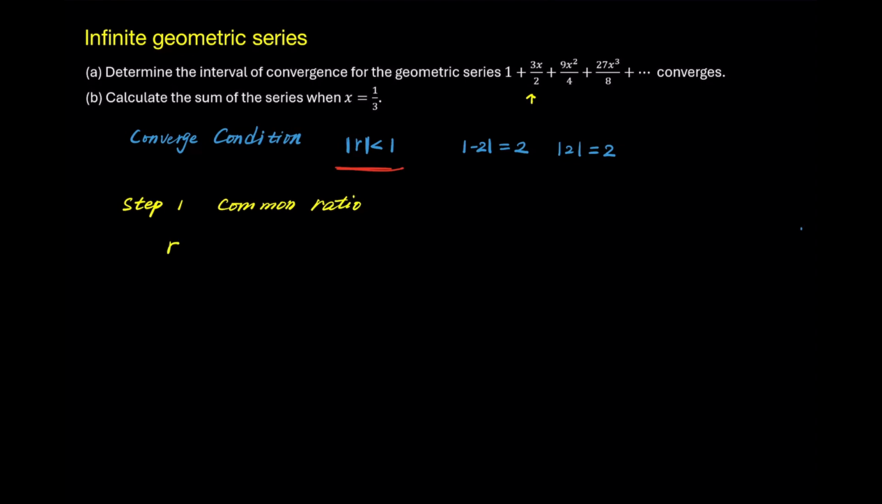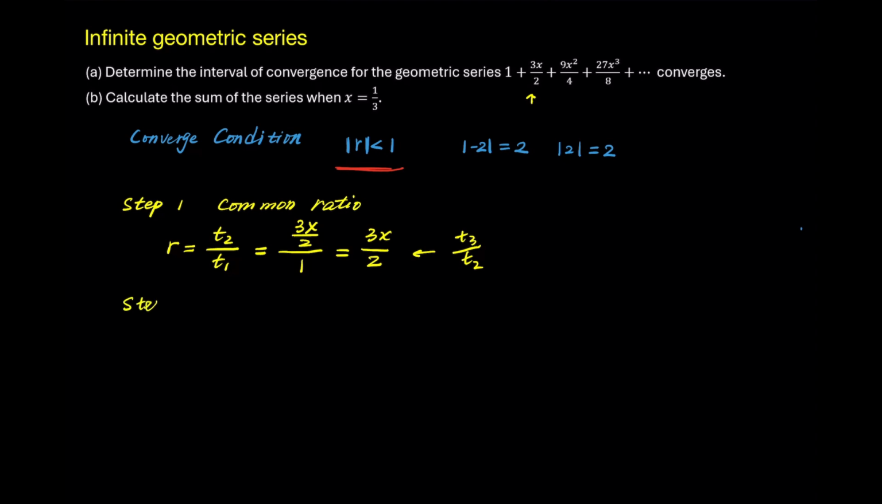To find the common ratio r, we simply divide any term by the term that came before it. So let's take the second term, t2, and divide it by the first term, t1. So t2 is 3x over 2, and t1 is 1. So we have 3x over 2. So our common ratio r is 3x over 2. We can quickly double check this by dividing the third term by the second term, and you will get the same result.